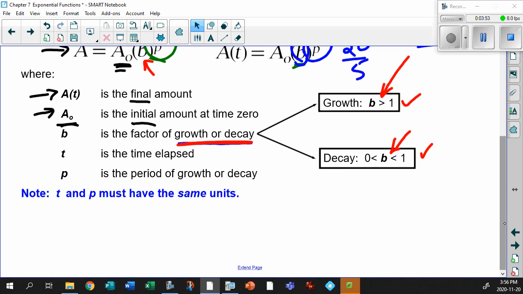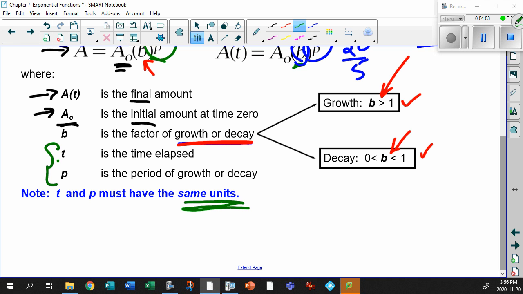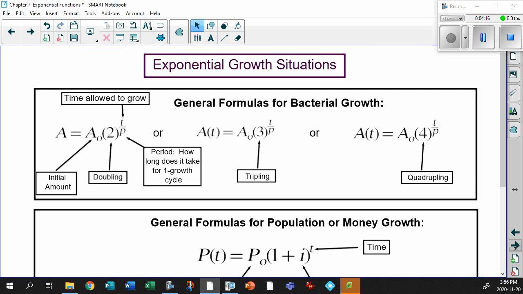Okay, so now I understand that a little bit more. We can apply this. But here's the most important thing about t and P. When you're talking about the time and the period, they have to be the same units. So if this is in days, that's got to be in days. If this is in hours, that's got to be in hours, and so on. You've got to be careful that those two factors are the same. Let's keep on going. A couple more things we've got to talk about.